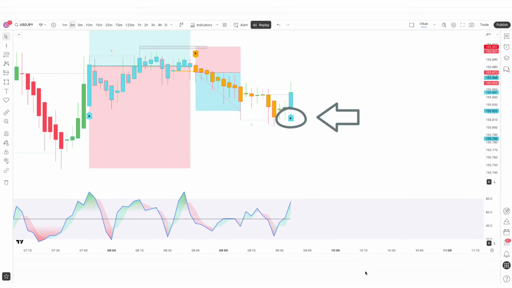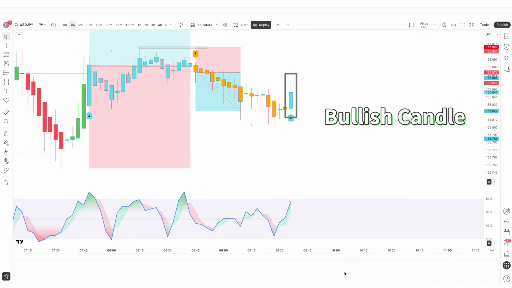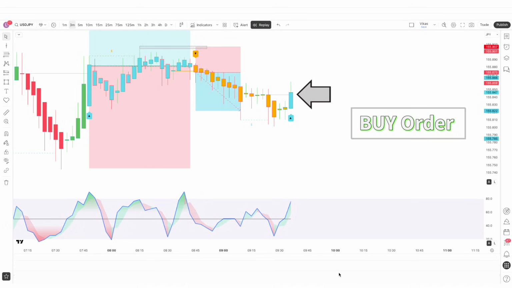Here, the swing failure arrow of this indicator is a buy signal. Here, the blue line of the adaptive stochastic oscillator is above the zero line. Here, the market has made a bullish candle to give confirmation. So all our conditions are being fulfilled, so we are placing an order to buy.